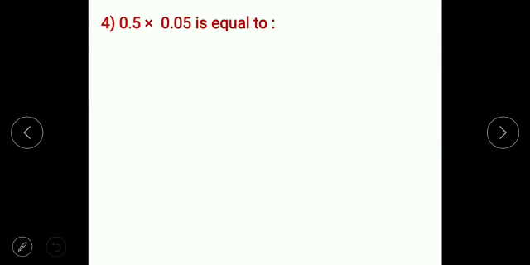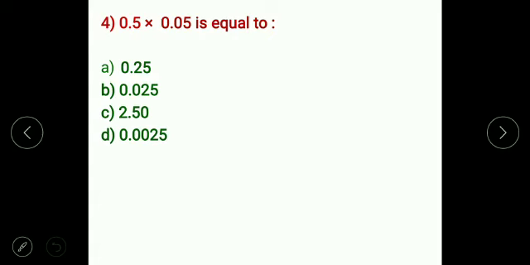So now the next example is example number 4. 0.5 into 0.05 is equal to option number A 0.25, option number B 0.025, option number C 2.50, option number D 0.025. So here remove the decimal point. So your answer is 5. Remove the decimal point from the second number. So your answer is again 5. So 5 into 5 is 25.